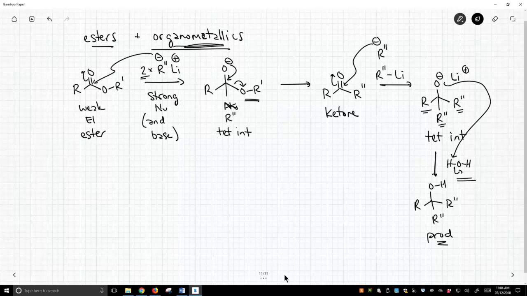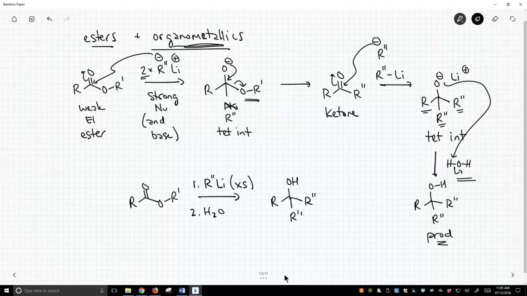And if we were writing this out as a reaction, we'd write it this way. Step 1, we'll treat with our organometallic reagent. You might write excess next to it to mean you need extra, or you might write 2 equivalents, whichever. And we'll need a second separate step of water. And what we get is this alcohol.